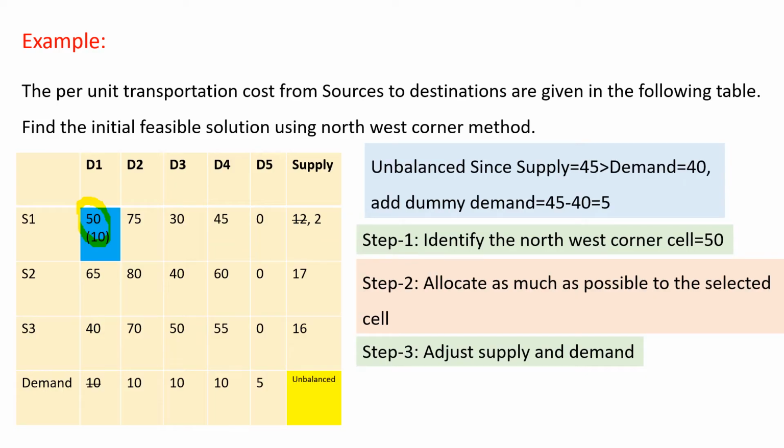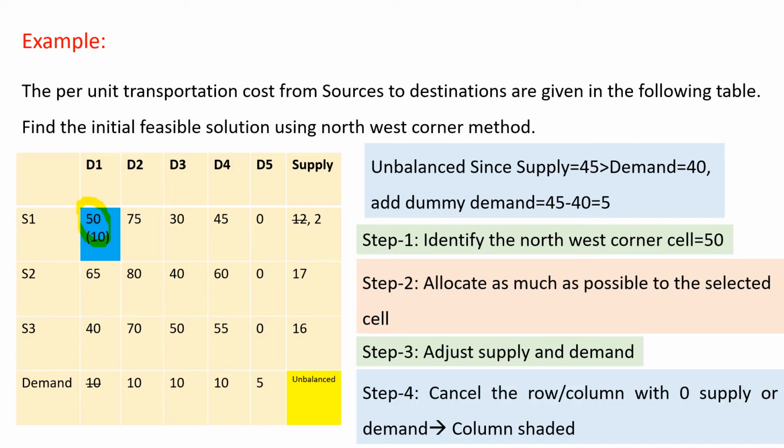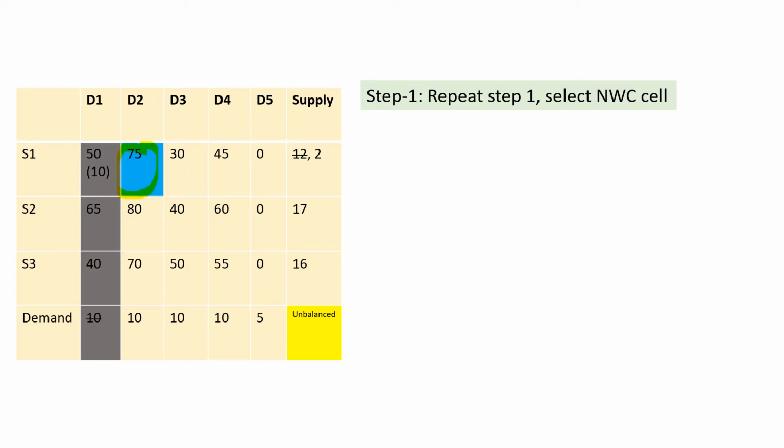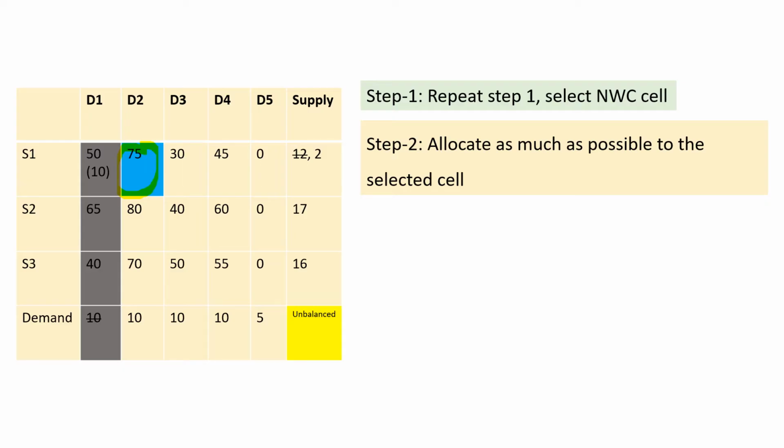Now we have to cancel out the column or the row having 0 supply or 0 demand. As you see here, 10 is already allocated, so the demand is 0, so we cancel this D1 column. Then the next step is to repeat from step 1. Step 1 is to find the northwest corner cell. The northwest corner cell is here 75. So we have to allocate as much as possible to the selected cell.